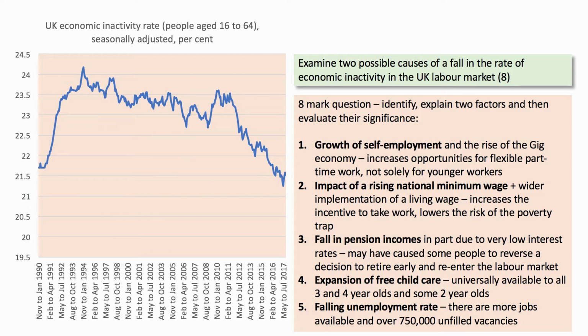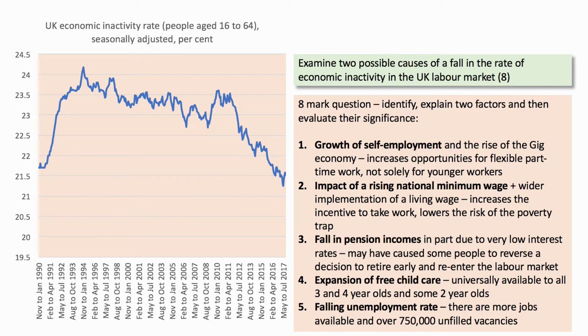The second reason why there are more people active and fewer people inactive could be that the minimum wage has gone up more than inflation, and in fact more employers now are paying above the minimum wage. Perhaps they're choosing to opt to include the living wage, and so therefore the pay of taking a part-time job or an hourly paid job has gone up. That increases the incentive to work and also perhaps reduces the risk of the poverty trap, which can sometimes cause people to stay outside the labour market.